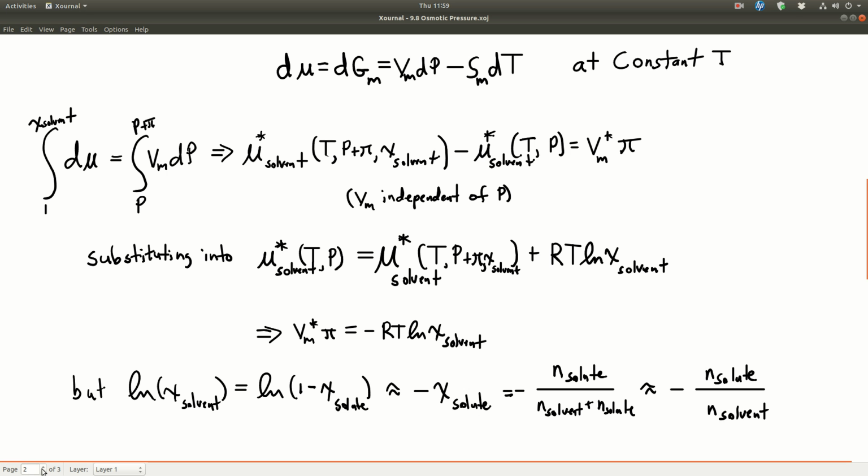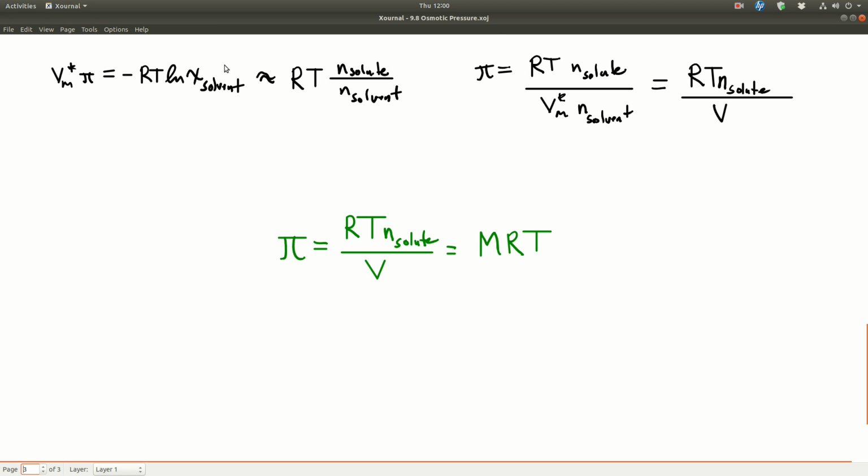Now, we're going to take this, okay? Remember, all this is equal to the natural log of the mole fraction of the solvent, which is up here. We're going to substitute for this guy right here. When we do that, we get this. The molar volume of the pure solvent times the osmotic pressure equals RT, the moles of the solute over moles of the solvent. Rearranging this, solving for the osmotic pressure, we get this equation right here.